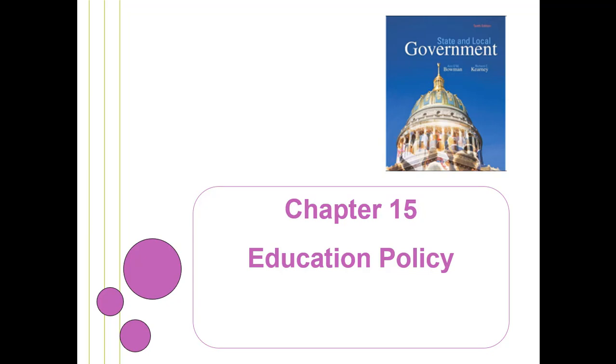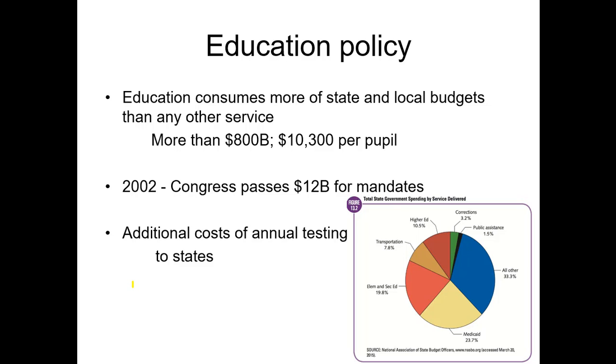Okay, this will be Chapter 15 of the State and Local Government course, looking at education policy. And as we'll see, education takes up the biggest chunk of state and local budgets. This was the pie chart that we looked at during taxing and spending. So if you look at elementary and secondary education combined with higher education, that's 30% of state and local budgets, and $800 billion total. It's about $10,300 per pupil.